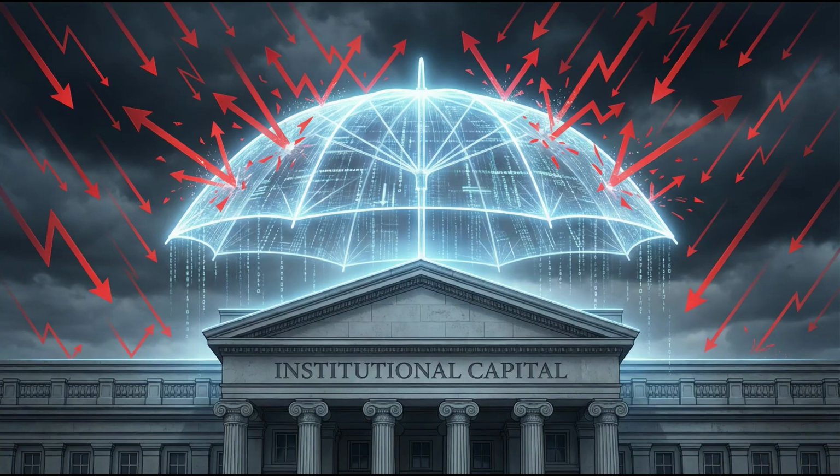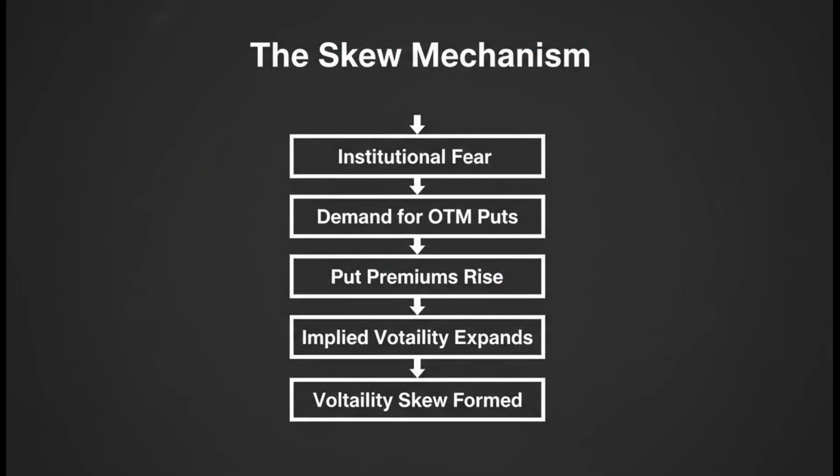Why does this skew exist? It is largely a structural legacy of the 1987 crash, after which institutions began aggressively buying OTM puts for portfolio protection. This constant demand for downside insurance bids up the premiums of puts, structurally inflating their implied volatility relative to calls. Understanding skew is vital for the strategies we will cover in phases 5 through 10.